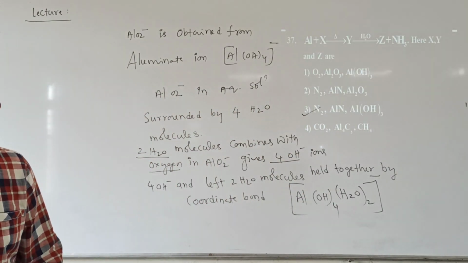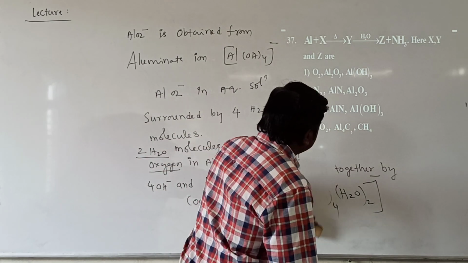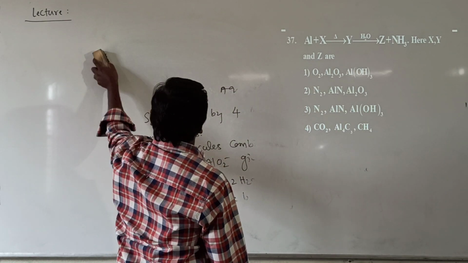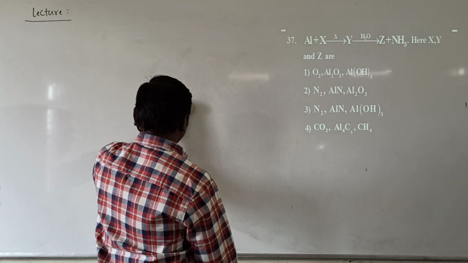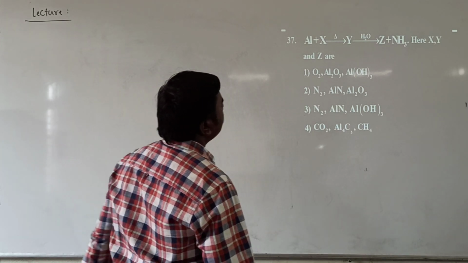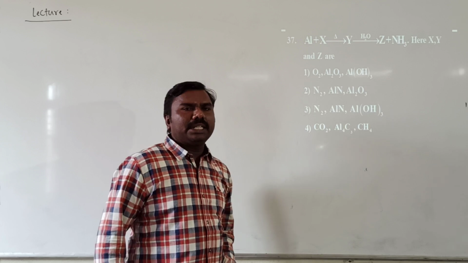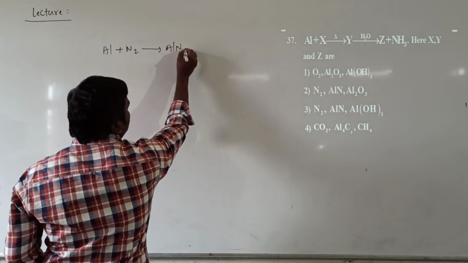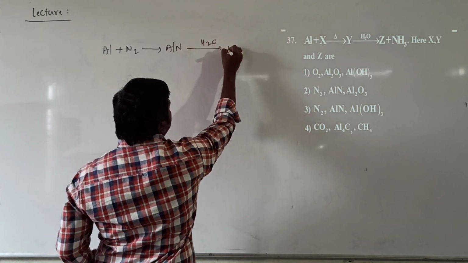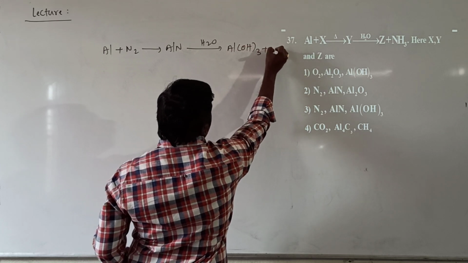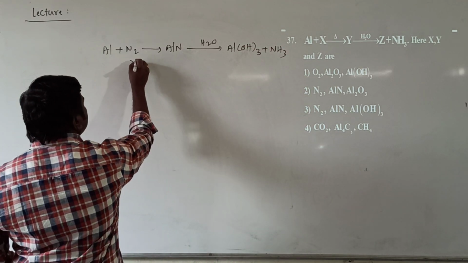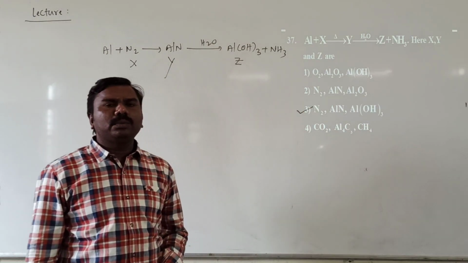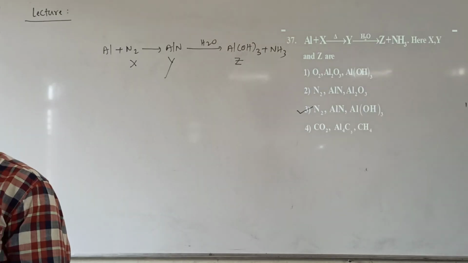Next, Al X gives rise to Y, gives rise to Z plus NH3. Al plus N2 gives rise to AlN. This on hydrolysis gives rise to AlOH thrice plus NH3. This is X, Y, Z. The answer will be the third option: N2, AlN and AlOH thrice.